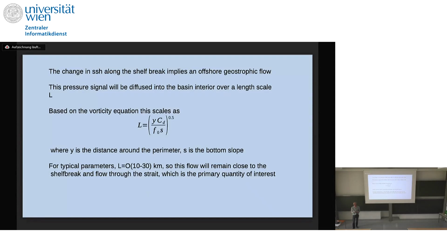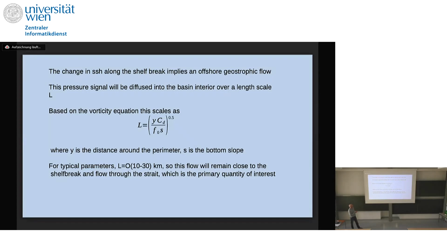If there is a sea surface height change along the shelf break, that implies there's a geostrophic flow across the shelf break, right? There's a pressure gradient there. If we consider the vorticity equation, that flow is going to diffuse into the interior, but the topography is steep, so that's going to inhibit that kind of diffusion because it's got to stretch. We can derive a length scale like this. Y is the along-shelf distance, C is the bottom drag, F is the Coriolis parameter, S is the slope.